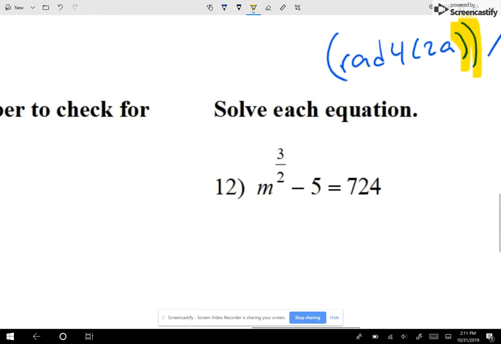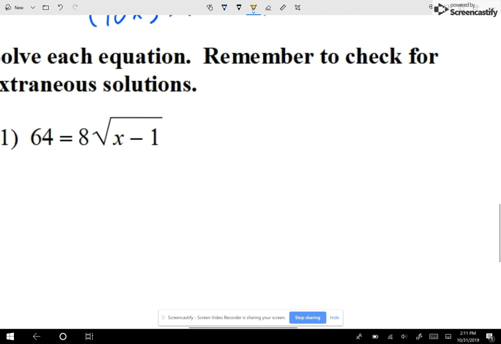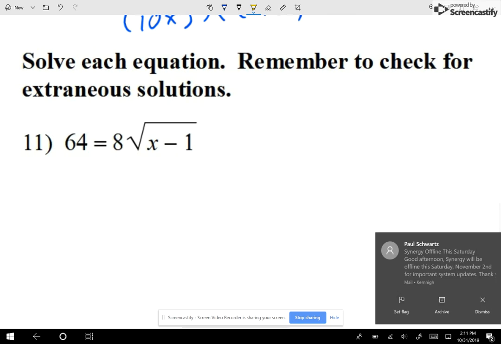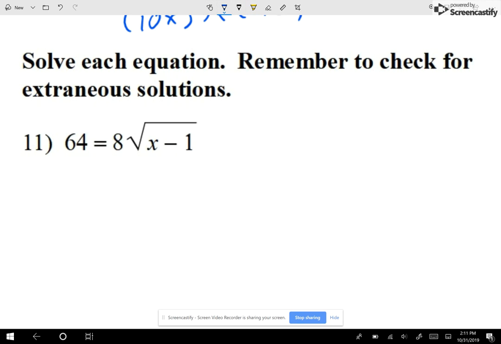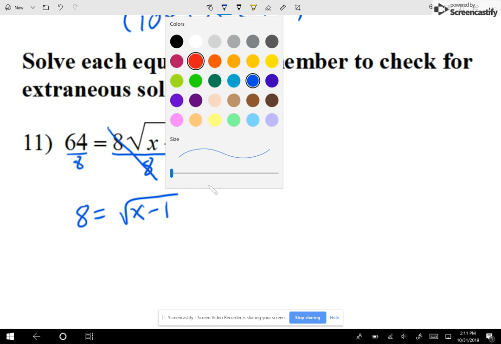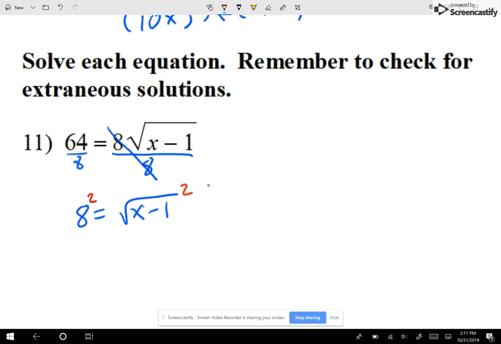Now let's take a look at number 11. Solve each equation. Remember to check for extraneous solutions. So in this case, make sure the square root is by itself. I'm going to divide both sides by 8 to get rid of that 8 outside of the square root. So I have that 8 is equal to the square root of x minus 1. Now that the square root is by itself, I'm going to get rid of it by squaring both sides.